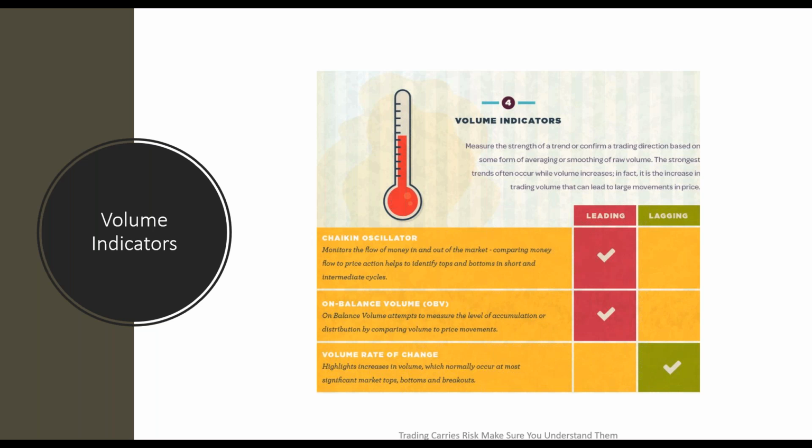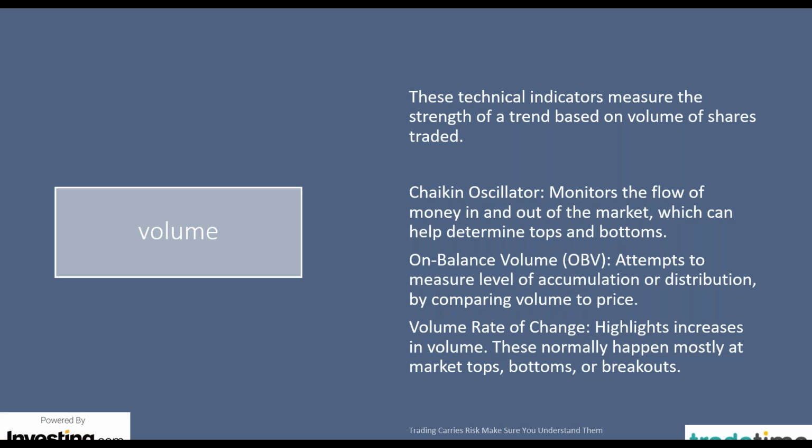So, volume indicators measure the strength of the trend to confirm a trading direction based on some sort of averaging or smoothing. So you can see we have Chaikin oscillator, we have on balance volume and volume rate of change, or you simply have actual volume.